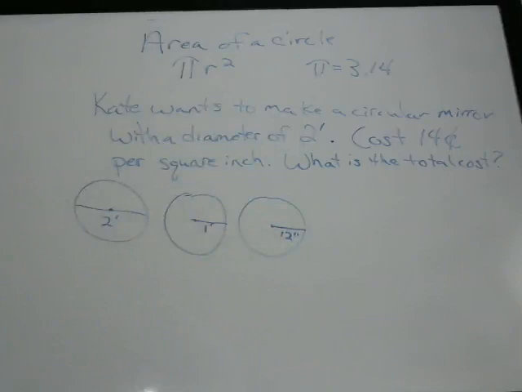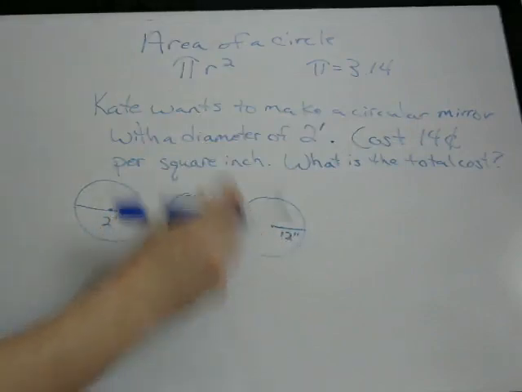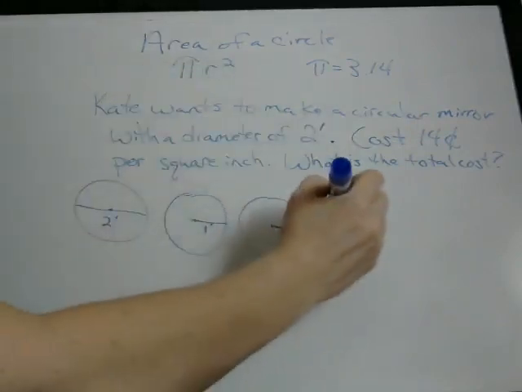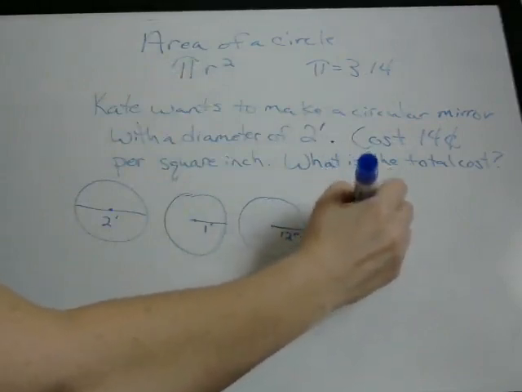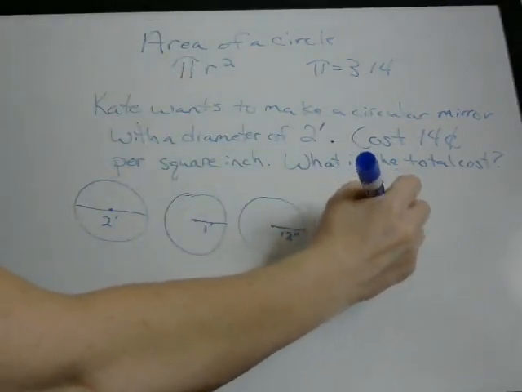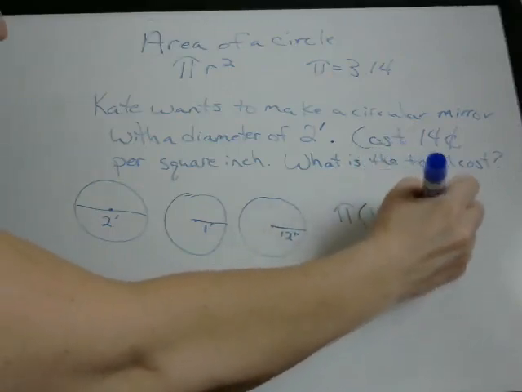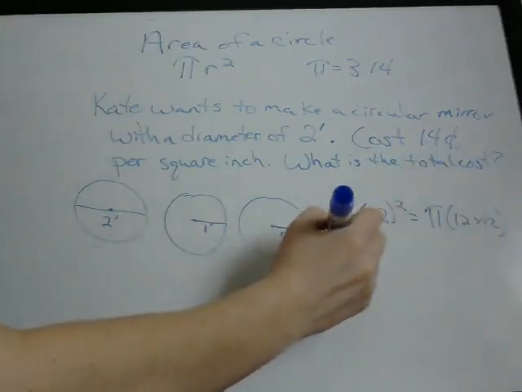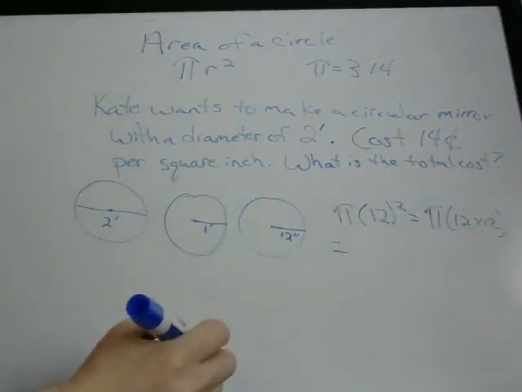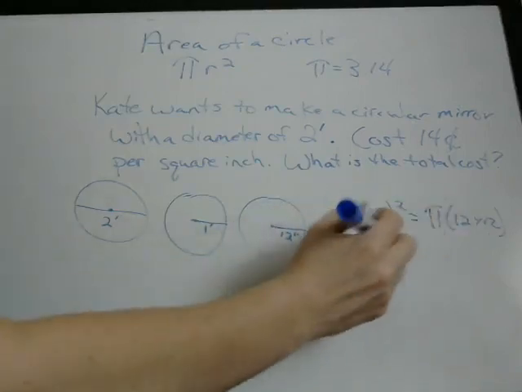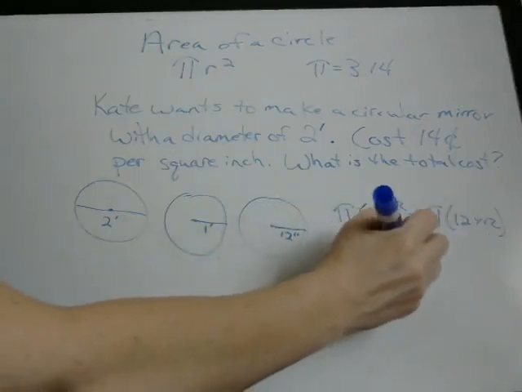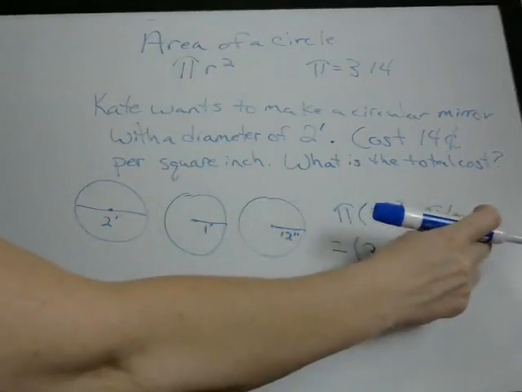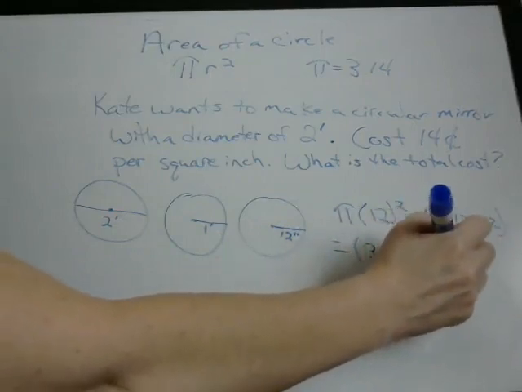So now we just need to figure out what's the area of the circle and then multiply that by 14 cents. So what's the area of this? Again, you just get your formula sheet out. It's pi times radius squared. Well, our radius is 12. Radius squared. This is pi times 12 times 12, which is, again, we just put 3.14 in for pi. Get your calculator out. 12 times 12 is 144.